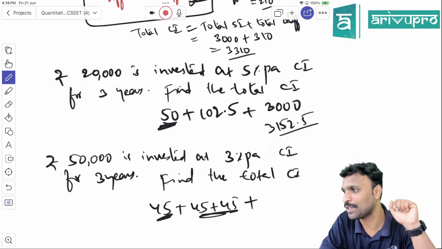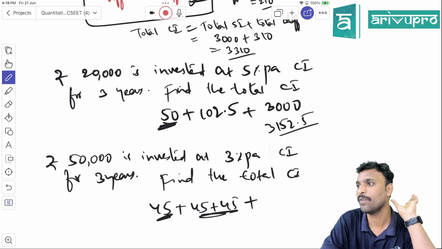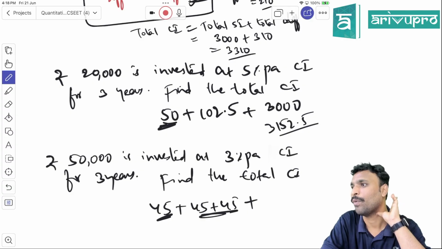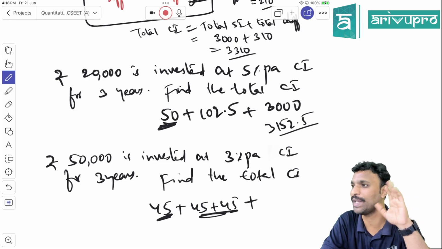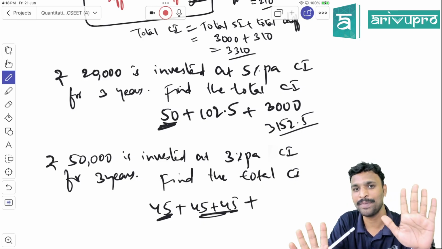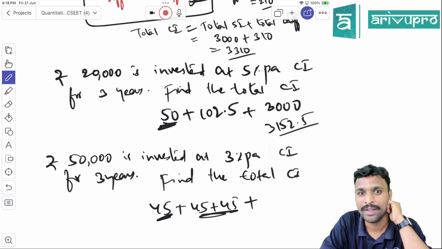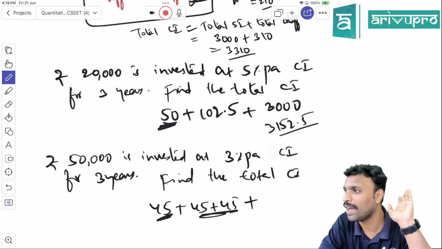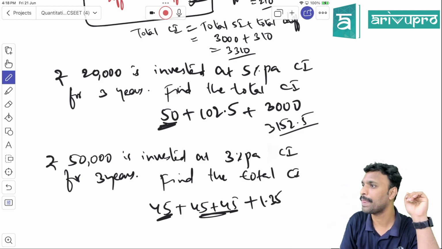0.45 into 3, yes or no? Don't do 0.45 into 3. Do 45 into 3. What is 45 into 3? 135. See, 0.45 means 45%. 45% into 3 is 135%. Now 100% is 1, so 135% is 1.35. Understood? 100% means 1, 135% means 1.35.